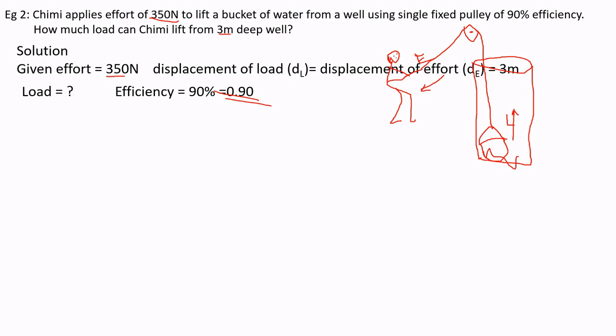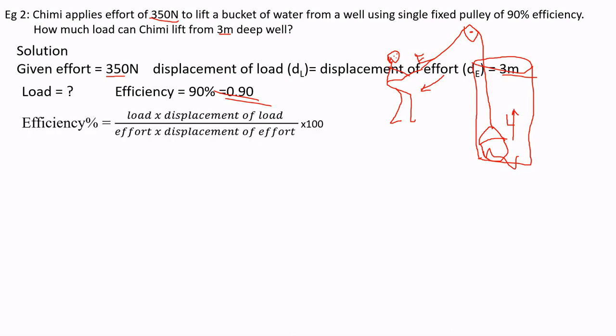Now in this case, the displacement of load and effort are both 3 meters. So displacement of load and effort is always equal for a single fixed pulley only. If there is a double pulley, a movable pulley, or block and tackle, things will be different. You must have learned this in class 7, but you can refer to it if you want further detail. Then we are asked to find the load, which is missing here.